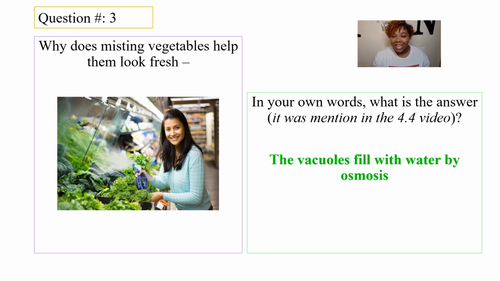All right, the answer is the vacuoles fill with water by osmosis. So think about it like this. We spray plants so they can get enough water, and they hold it in their vacuoles, which helps the plant look more fresh and more alive. Well, our vegetables and all that kind of stuff are forms of plants. So the grocers spray it with water so that it can look more fresh so that people will buy it. But the only reason they look fresh is because the vacuoles fill with water.